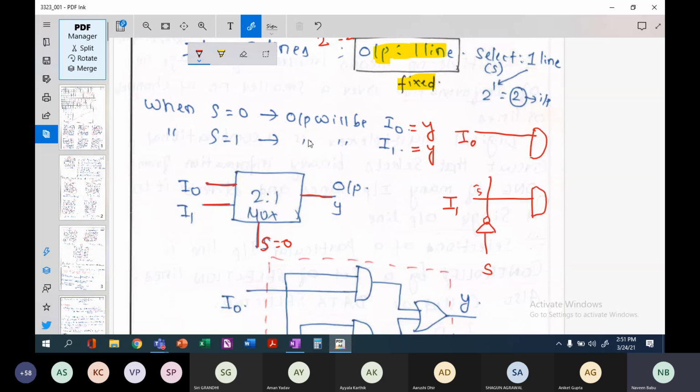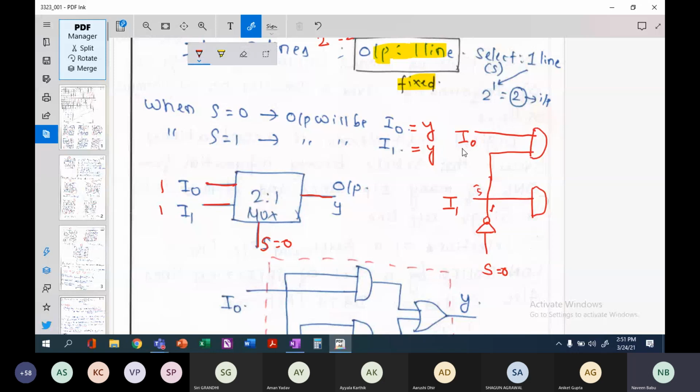So when my S is 0, then this will be enabled. When my S is 0, what happens? This S bar will be 1 here. And please see here that all my inputs are available, but which one takes the priority is decided by the select lines.